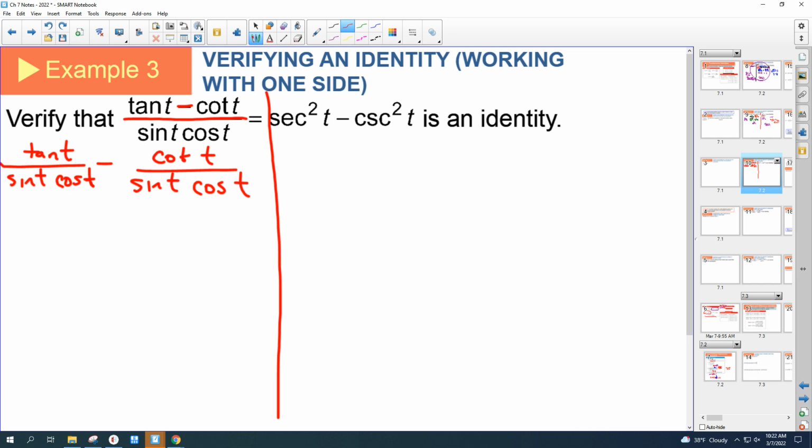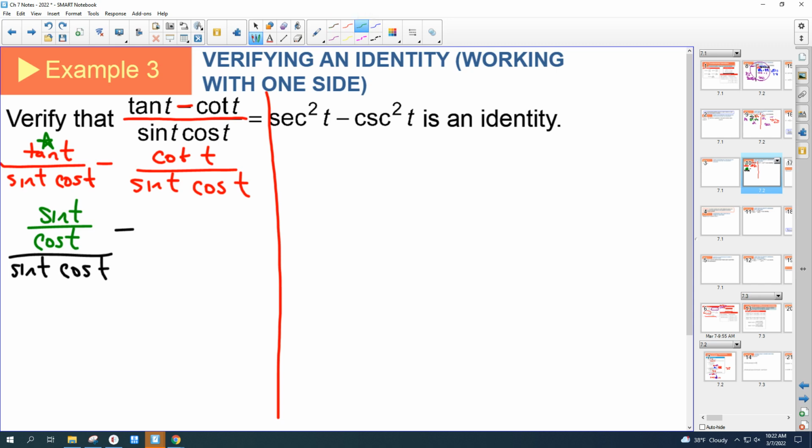One thing we can try is change everything to sine and cosine. We do that all the time. When in doubt, that's what I would do. If you don't know anything else, change everything into sine and cosine. So I'm going to do that right here. Tangent t is sine t over cosine t. And then we would just kind of copy sine t cosine t.